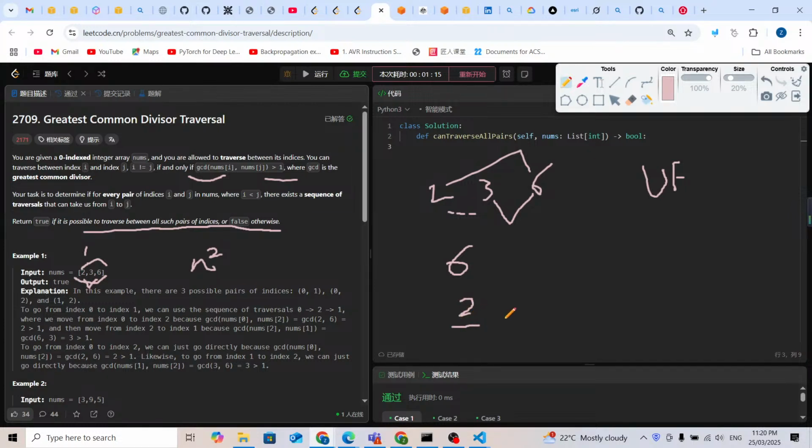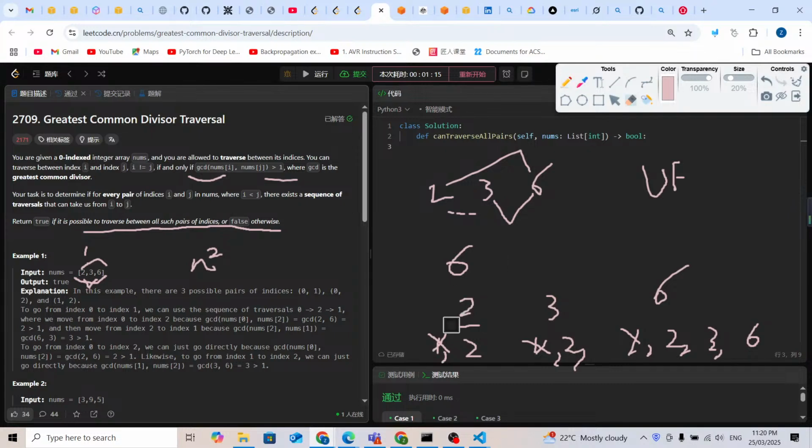We're going to find all its divisors. For number 2, what about its divisors? It is 1 and 2. What about 3? It is 1 and 3. What about number 6? It is 1, 2, 3, and 6. So we're going to find all the prime factors, and we will ignore the 1.